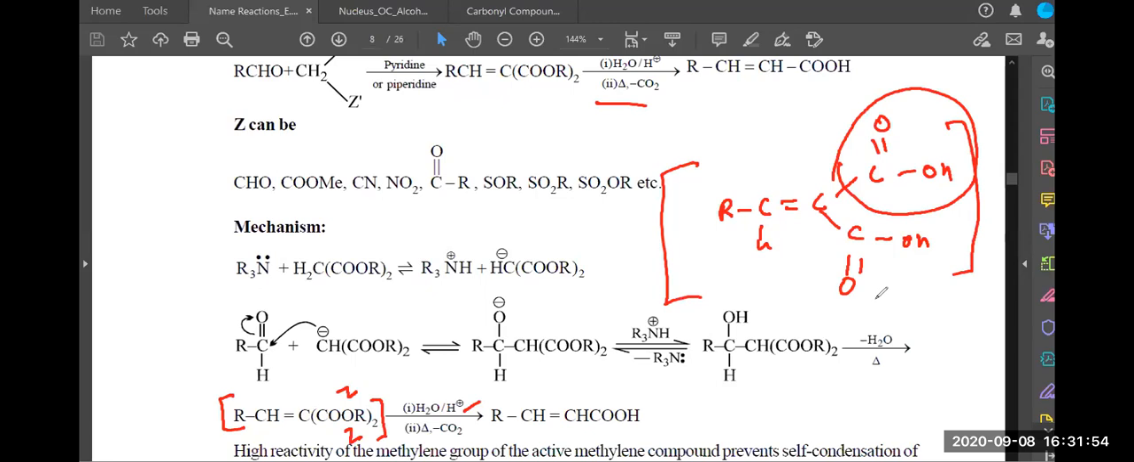Now, but if we give heat here, remember the heating effect of carboxylic acid? Tell me, how many of you remember the heating effect of carboxylic acid, right? For carboxylic acid or dicarboxylic acid, we need soda lime slash heat. Yes, soda lime slash heat for removing CO2.